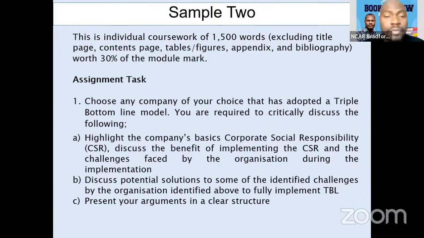This is a second example of an individual essay. So this is an individual coursework 1005. Choose any company of your choice that has adopted a triple bottom line model. You are required to critically discuss the following. You can look at it. This one has even aligned some of the headings. But here in the introduction, you need to now mention the name of the company you are going to be using. Okay, this is the focus of this essay, and I will be critically discussing company ABC in this essay.